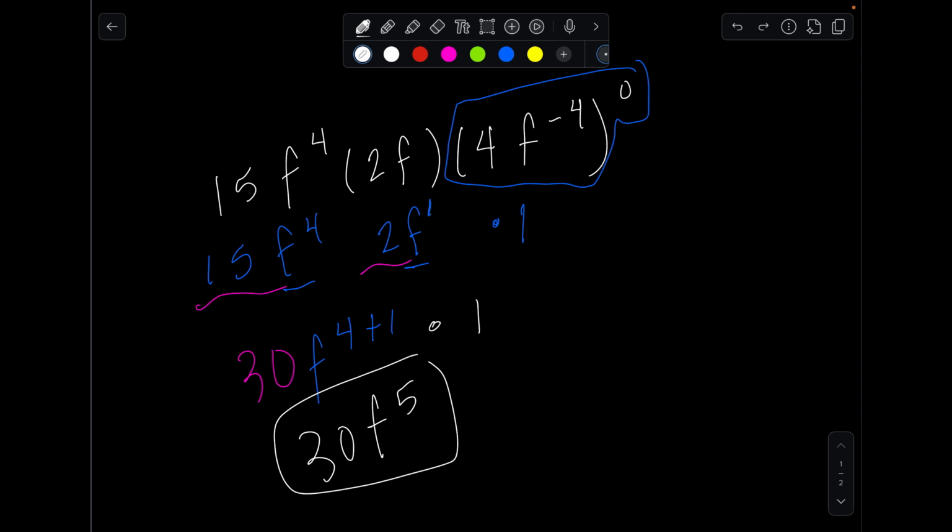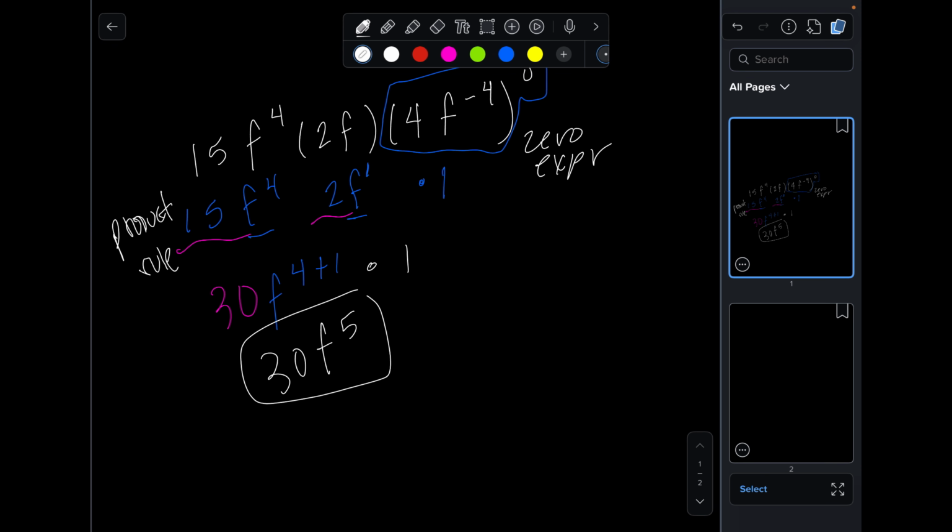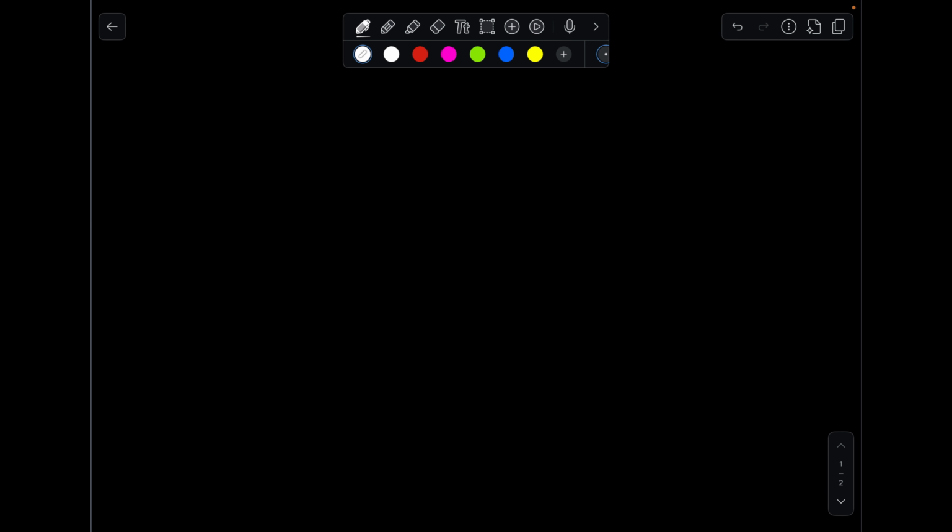So there were 2 rules going on there. Do you know what the 2 rules were? This was called the zero exponent rule. This is called what? Product rule. Get this in your notes. I'll give you 2 more examples, okay? This one's a good one.